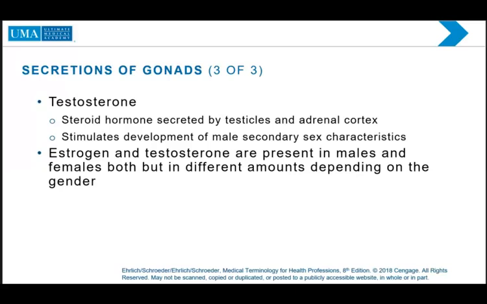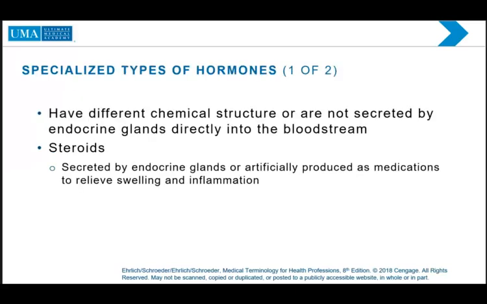Estrogen and testosterone are present in both males and females, but in different amounts depending on the gender. Specialized types of hormones have different chemical structure and are not secreted by the endocrine glands directly into the bloodstream. These are known as steroids. They are secreted by the endocrine glands or artificially produced as medications to relieve swelling and inflammation.